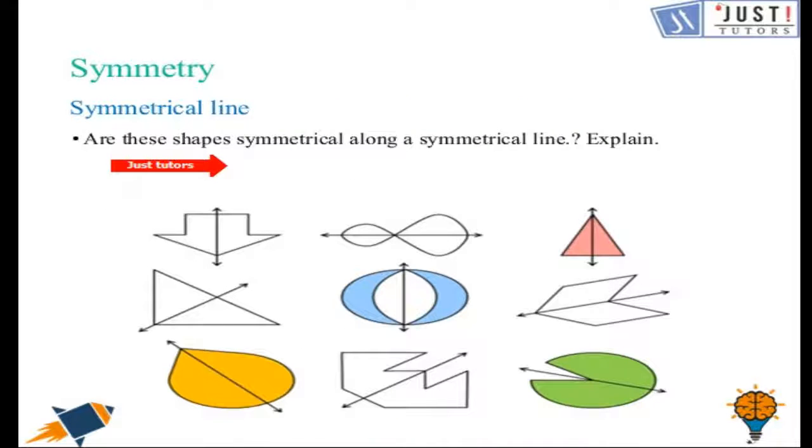Here we have a question: are these shapes symmetrical along a symmetrical line? Explain. So yes, all the shapes are symmetrical over here, because in each shape the first half is the exact mirror image of the next half, which means that they all are symmetrical shapes.